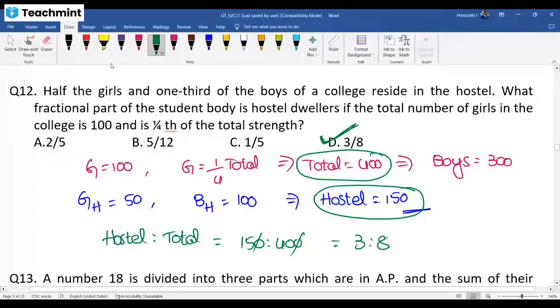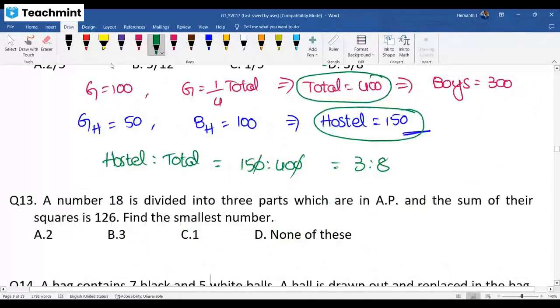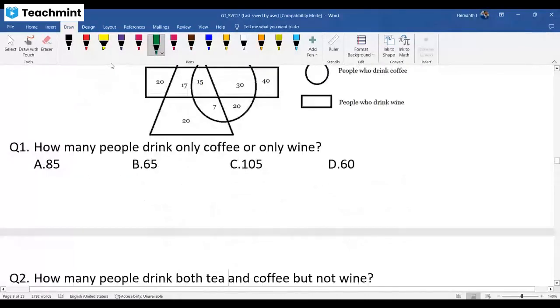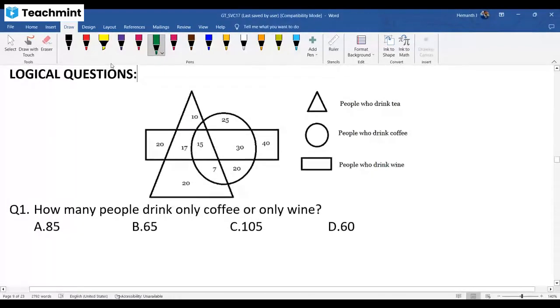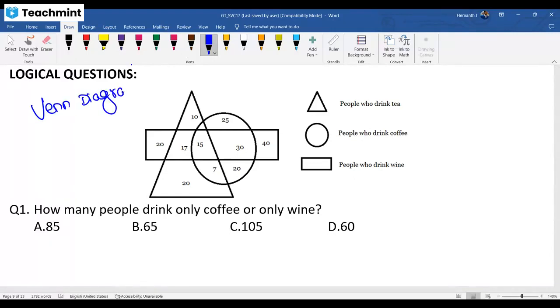Right, now let's see a few questions from the reasoning point of view as well. Venn diagrams. In reasoning, they ask Venn diagrams. Blood relation they ask, syllogism they ask, we'll see those parts as well. Here, people who can drink tea is the triangle, the circle is related to coffee, the rectangle is related to wine. In a question, sometimes instead of giving this, they'll mention it in theory: triangle represents tea, circle represents coffee, rectangle represents wine, like that.